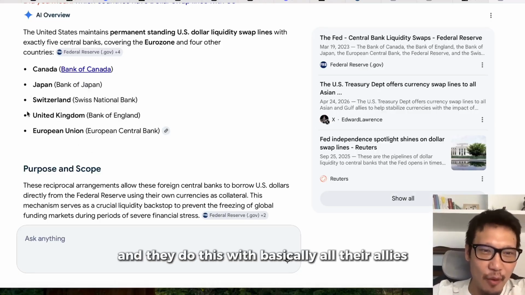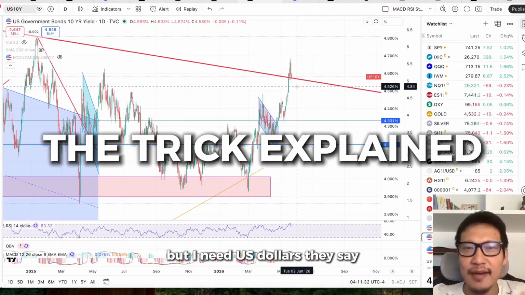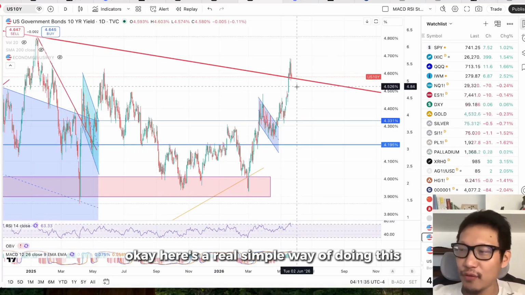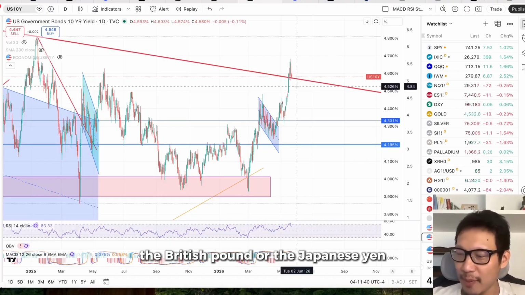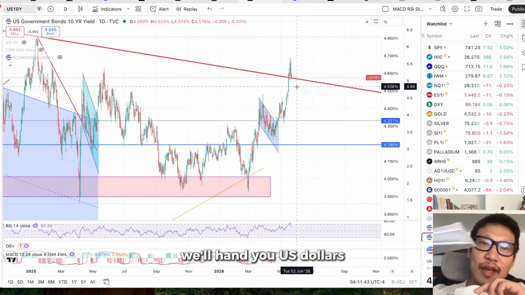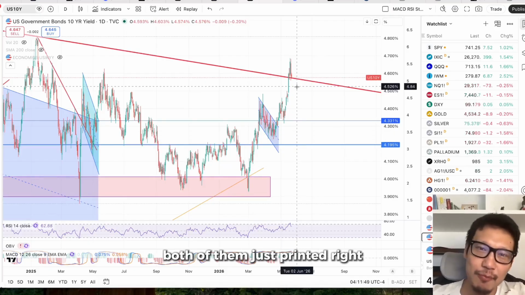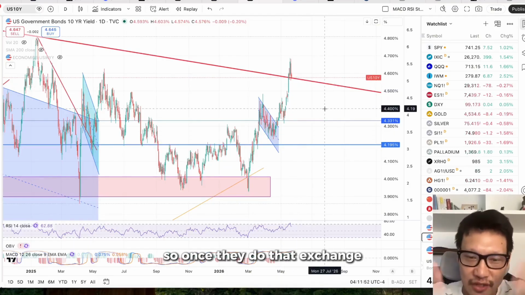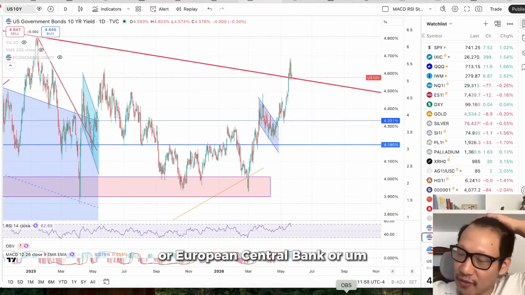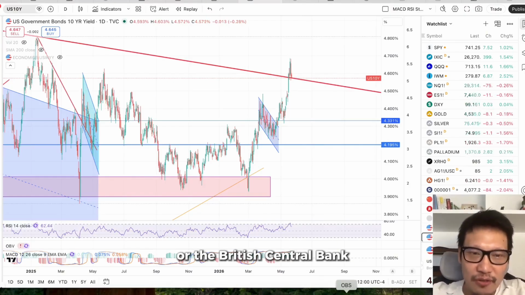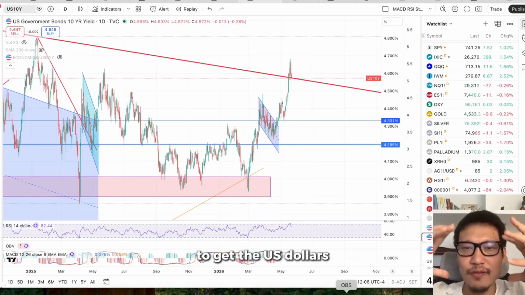And they do this with basically all their allies. Now they've just introduced this for UAE as well. The countries say, but I need US dollars. They say, okay, here's a real simple way of doing this. Why don't you hand us the piece of paper you print, called the euro or the British pound or the Japanese yen? You hand us a piece of paper, we'll hand you US dollars. It doesn't cost either of them anything because they both just print it. So once they do that exchange, countries like UAE, the European Central Bank or the Bank of England don't need to sell US Treasury bonds anymore to get US dollars.